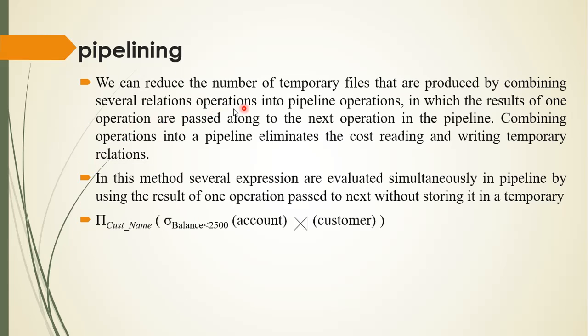So we can reduce the number of temporary files that are produced by combining several relational operations into pipeline operations, in which the result of one operation is passed along to the next operation in the pipeline. No need to generate temporary tables. Combining operations into a pipeline eliminates the cost of reading and writing temporary relations. In this method, several expressions are evaluated simultaneously in a pipeline, with the result of one operation passed to the next without storing in a temporary relation. So like this we generate the output for this query.